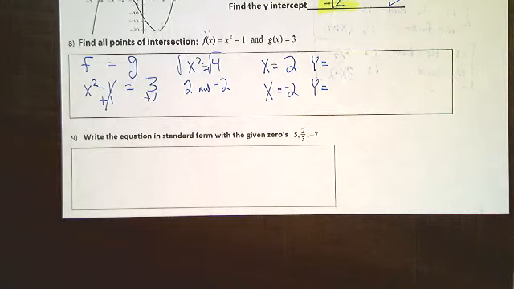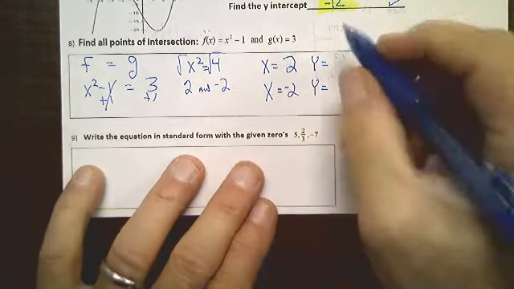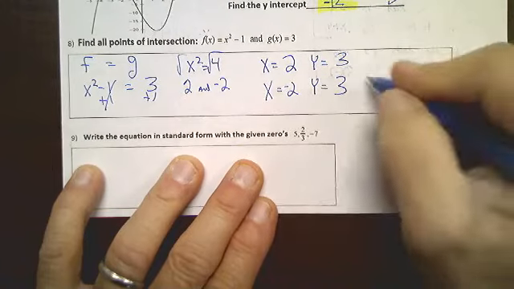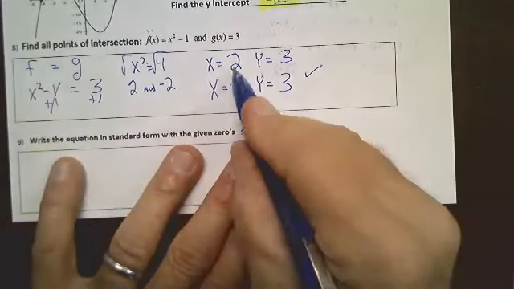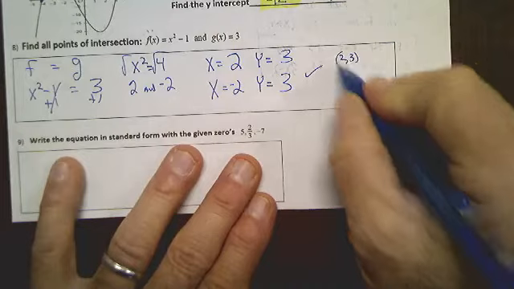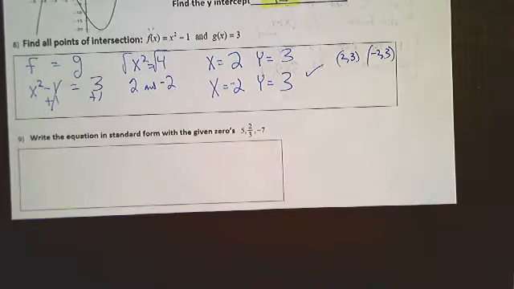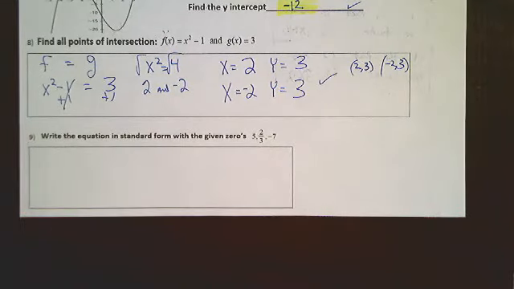No. Kind of close. Oh, 3. That's g of x. Y equals 3. Put 3 there and 3 there. So you got to look at it. People don't look at things. 3, 3. Done. That means at 2 comma 3 and -2 comma 3, those two lines hit. I'll come back to that after I write this guy in standard form.